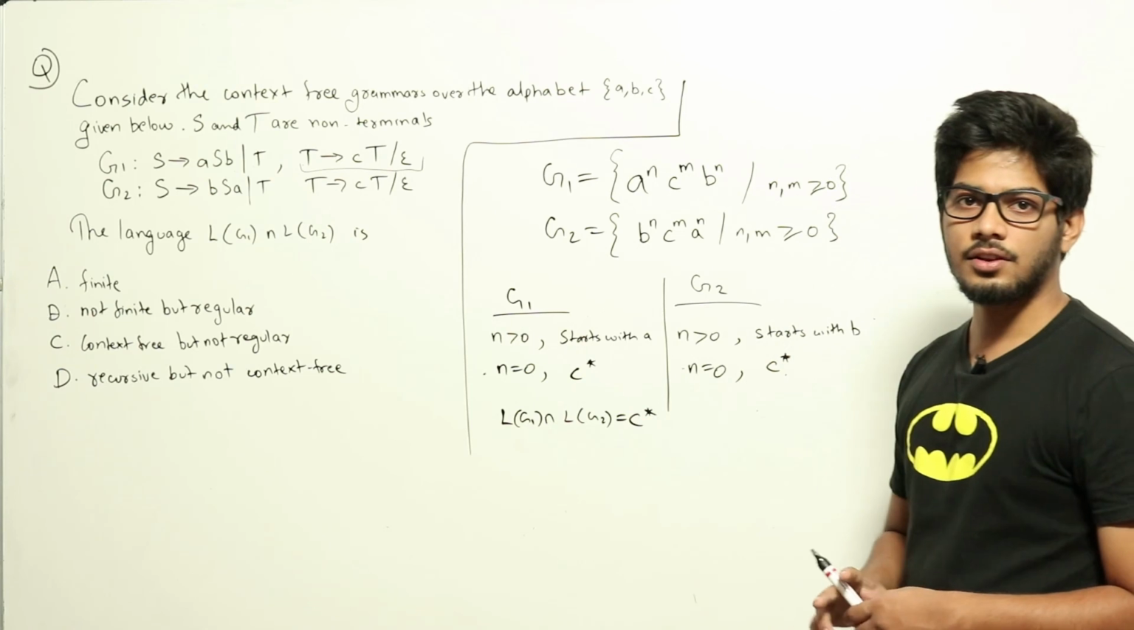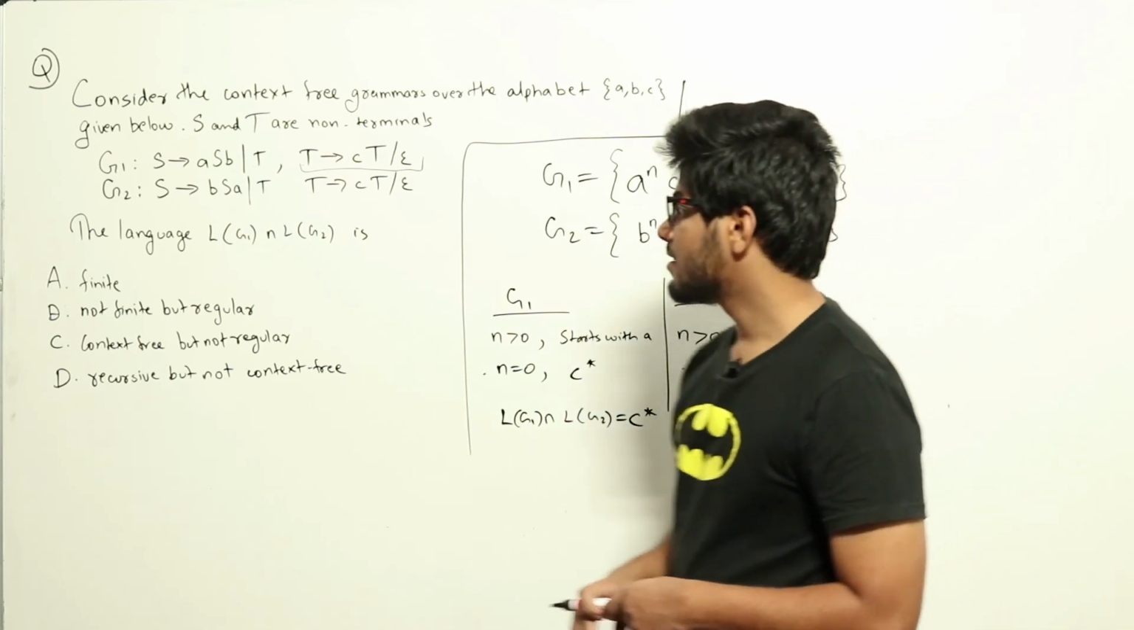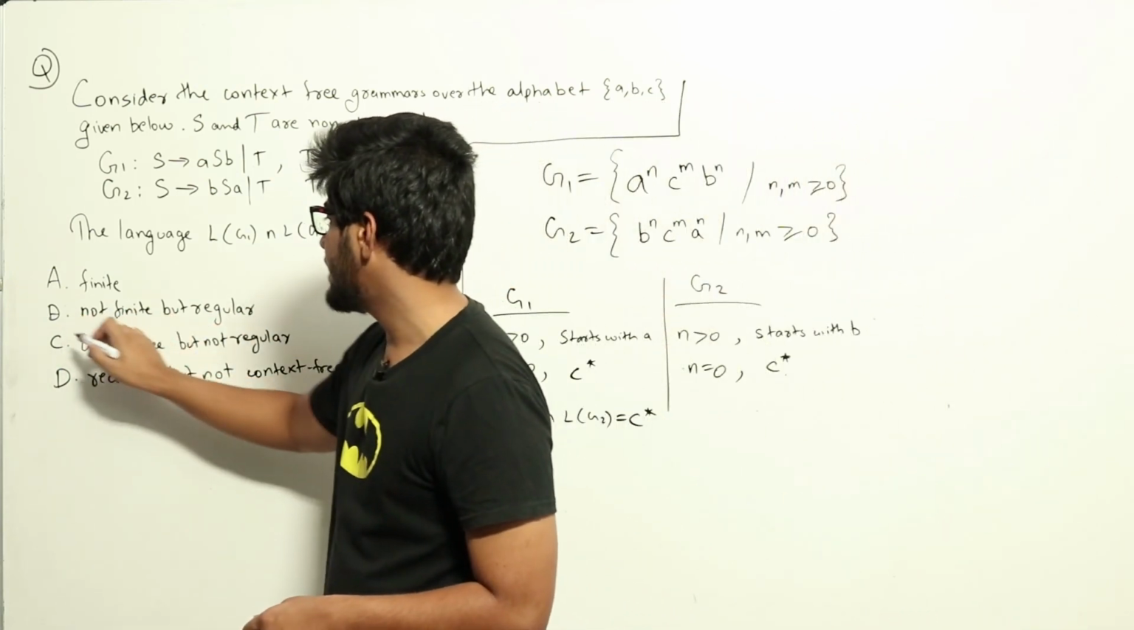Now C star is a regular language, but it is not finite. So the answer is B, not finite but regular.